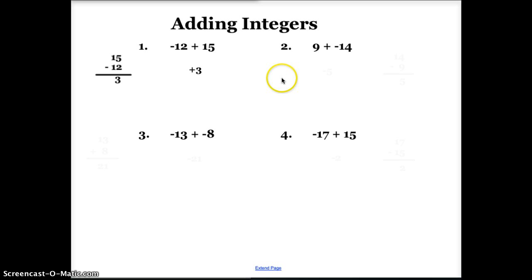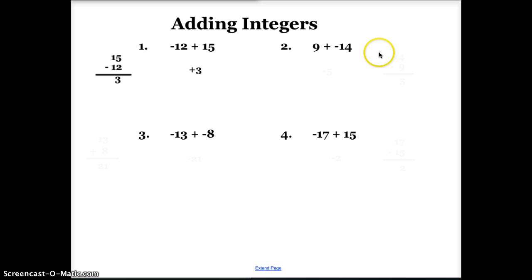The next one is kind of similar. This one is 9 plus negative 14. I ask myself, do they work together or against each other? In this case, they work against each other, and the negative will win the battle. Since the negative wins the battle, I know my answer is going to be negative.